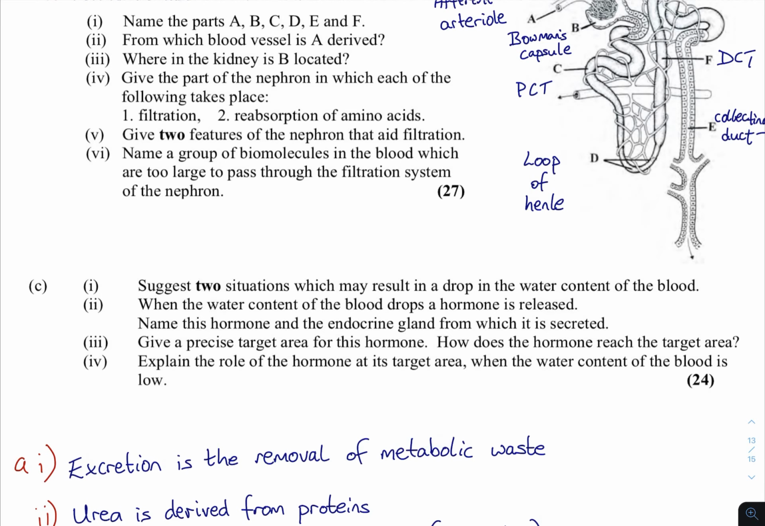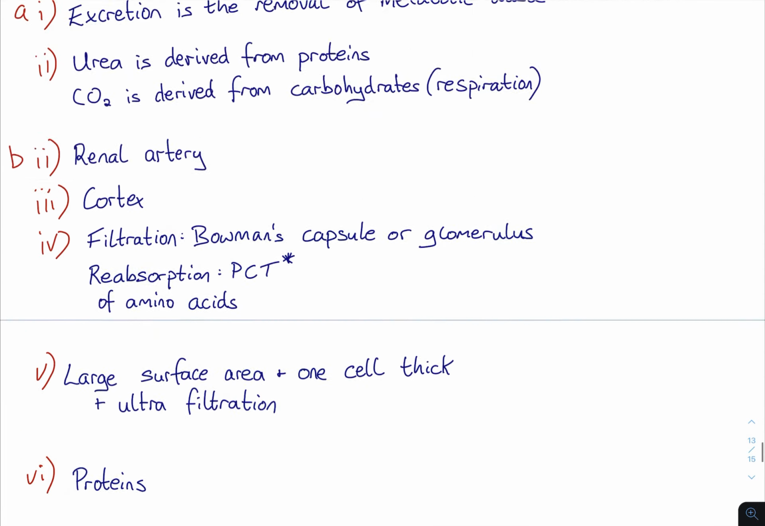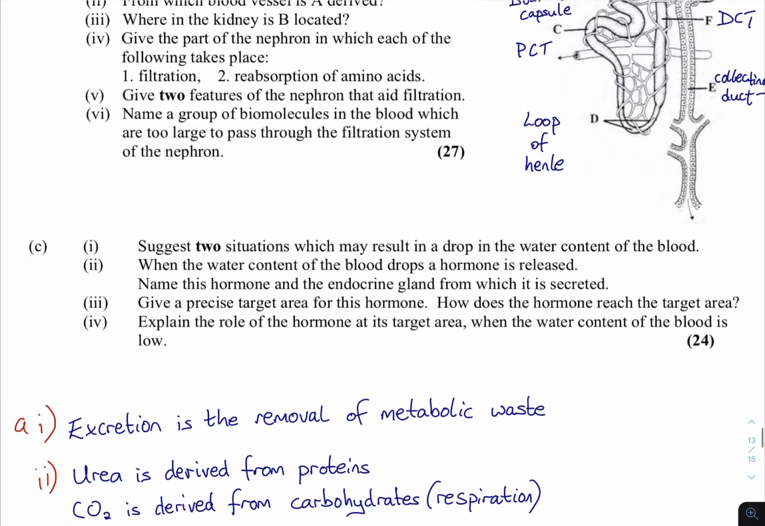Part VI: name a group of biomolecules in the blood which are too large to fit through the filtration system of the nephron. The proteins would be the key one there. I wouldn't say carbohydrates because glucose is a carbohydrate and that can fit through. Yes, starches and stuff like that will not be able to fit through the glomerulus, but it's specifically saying name a group of biomolecules, and that would be proteins.